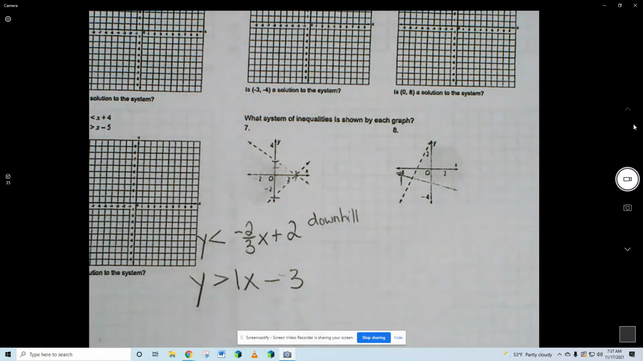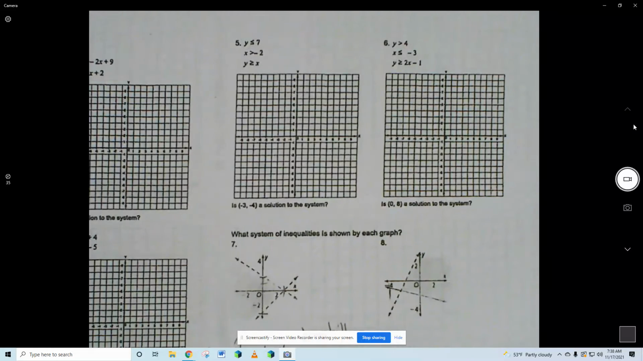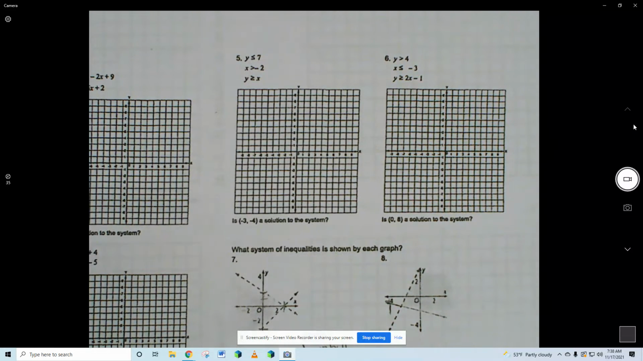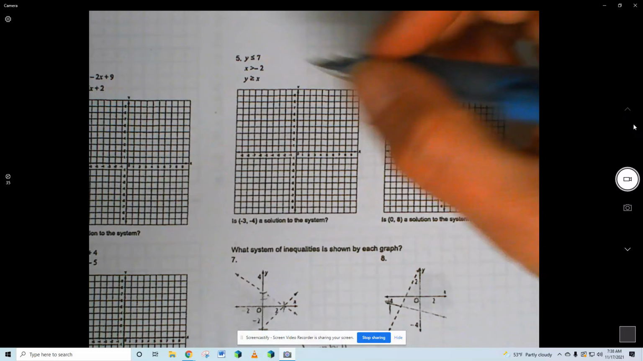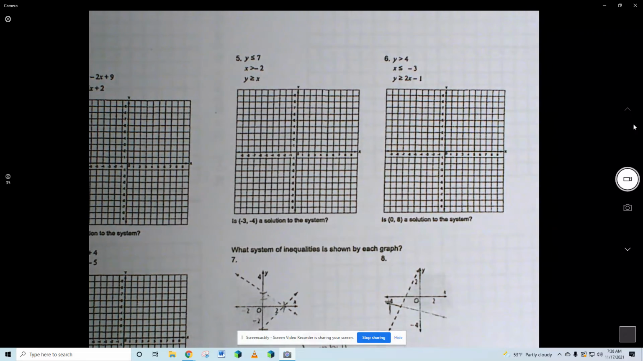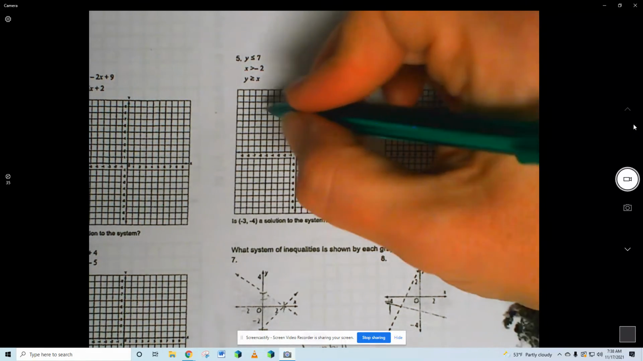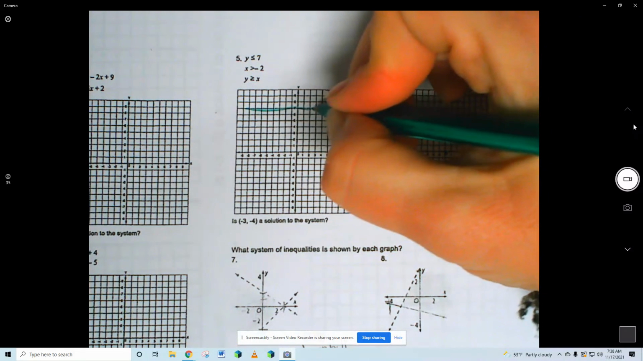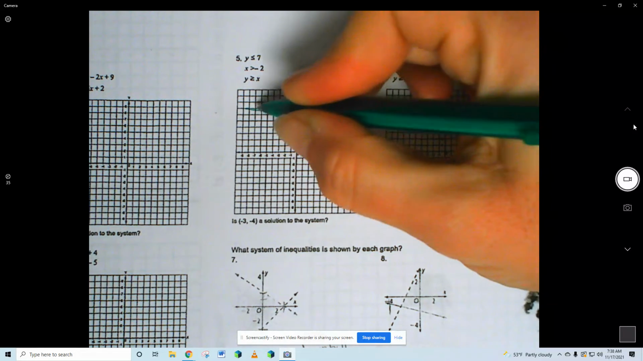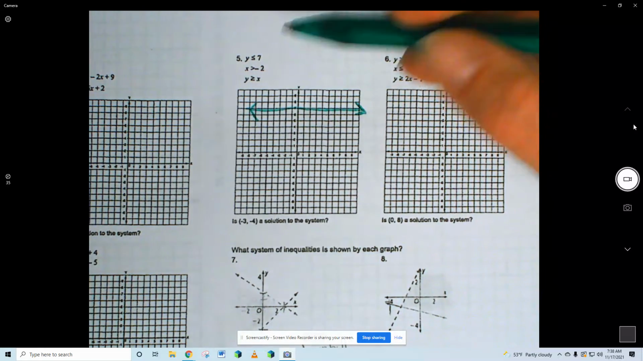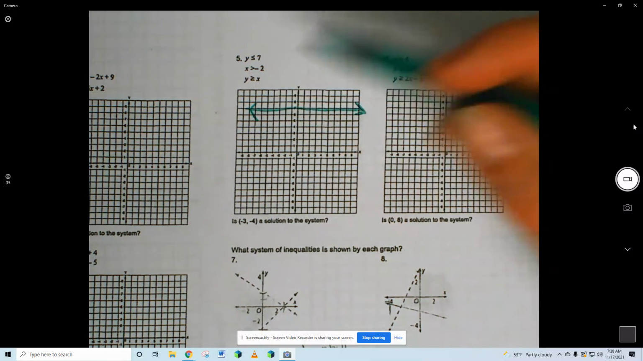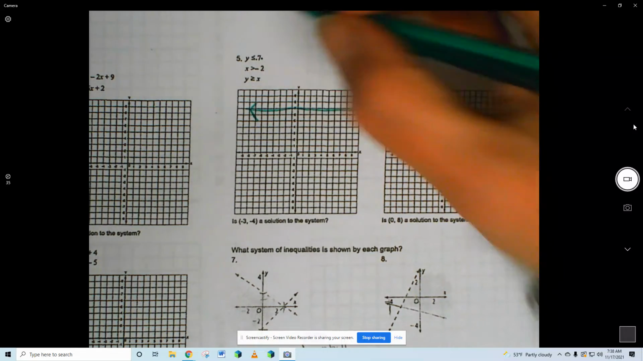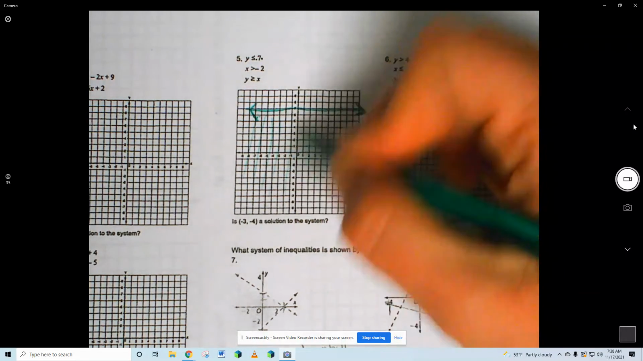Okay. Let's try number 5 together, because it has 3 straight lines. Y is less than or equal to 7. On the y-axis, go to 7. It's going to be a solid line. And it says less than. Lightly shade less than, because I don't know where my other shadings are going to be.